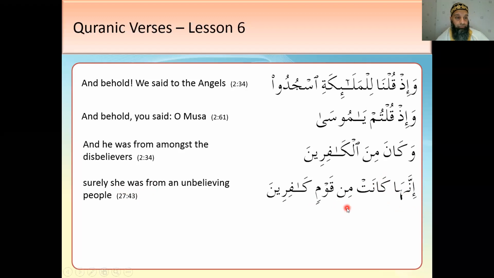Min, from. Qawmin, we've done qawmin, people. Kafirin, disbelievers. It's majroor. It's taking its majroorness from this word here. So indeed, she was from the people who were disbelievers. I think it's talking about Bilqis, the story of Sulaiman alayhi salam, I think.